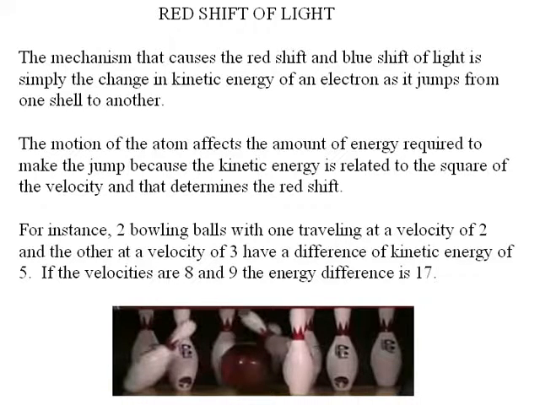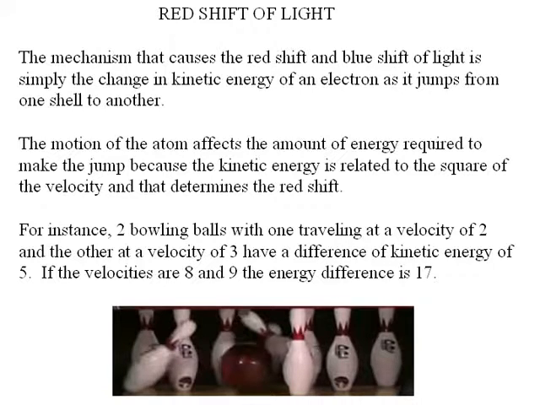The redshift of light. The mechanism that causes the redshift and blueshift of light is simply the change in kinetic energy of an electron as it jumps from one shell to another. The motion of the atom affects the amount of energy required to make the jump because the kinetic energy is related to the square of the velocity.